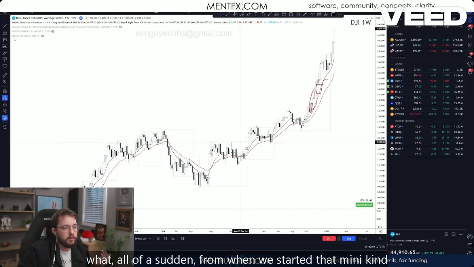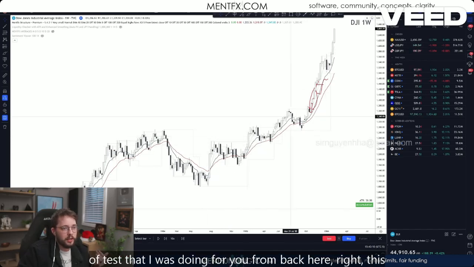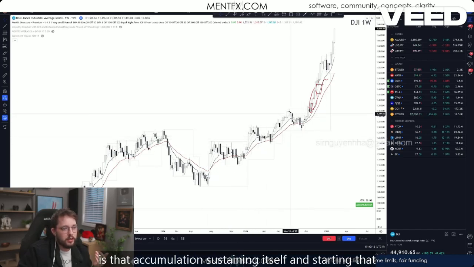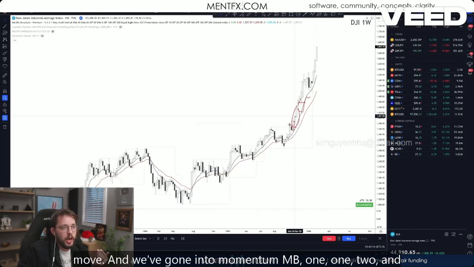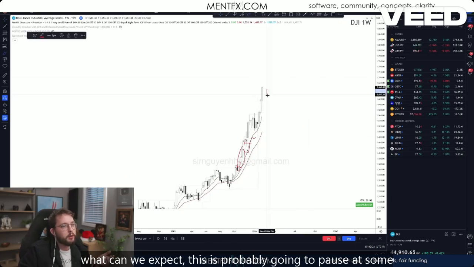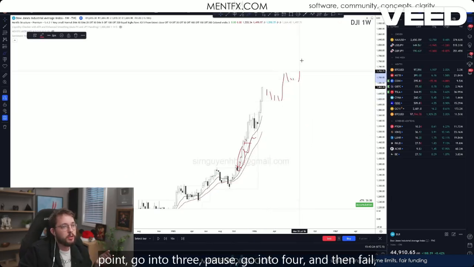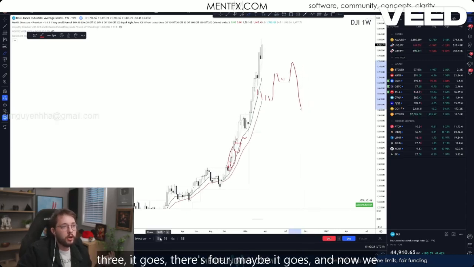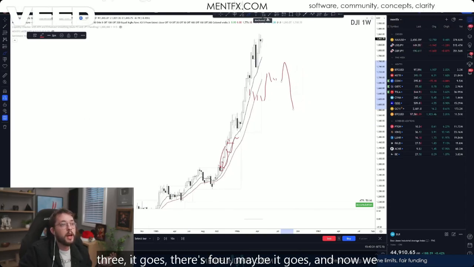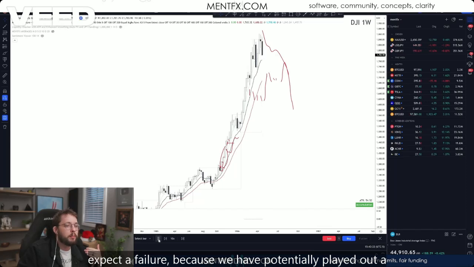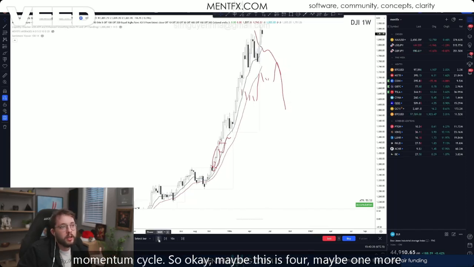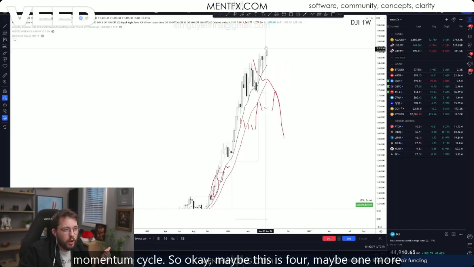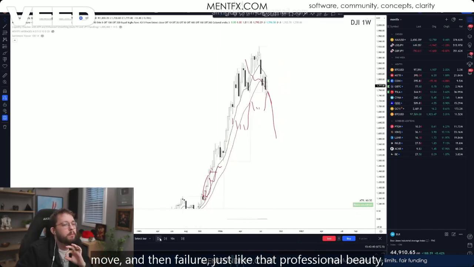And all of a sudden, from when we started that mini test I was doing for you back here, this is that accumulation sustaining itself and starting that move. And we've gone into momentum MB 1, 2. What can we expect? This is probably going to pause at some point, go into 3, pause, go into 4, and then fail, because that's the approach of the overall market. There's 3, maybe it goes, there's 4, and now we expect a failure because we have potentially played out a momentum cycle. So maybe this is 4, maybe one more move, and then failure, just like that.